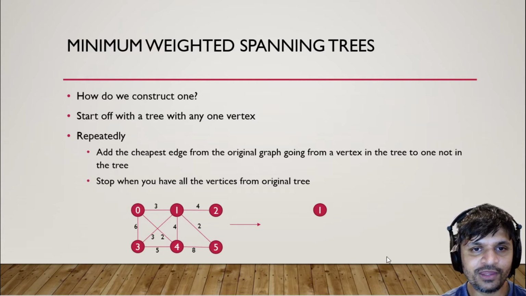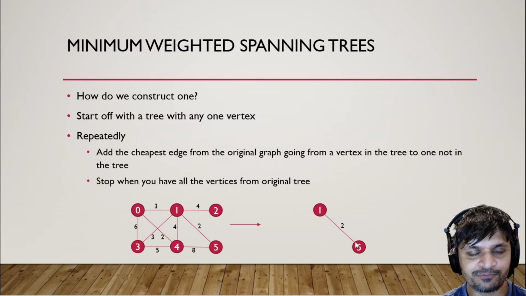So what we do then is we add that edge to the tree. So our tree now looks like this. We've got the edge 1,5 in it, which costs 2. And then this thing said repeatedly, so we're just going to do it again. We're going to add the cheapest edge from the original graph going from a vertex in the tree to a vertex not in the tree.